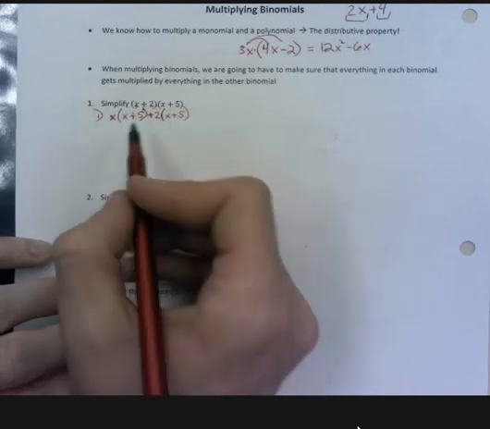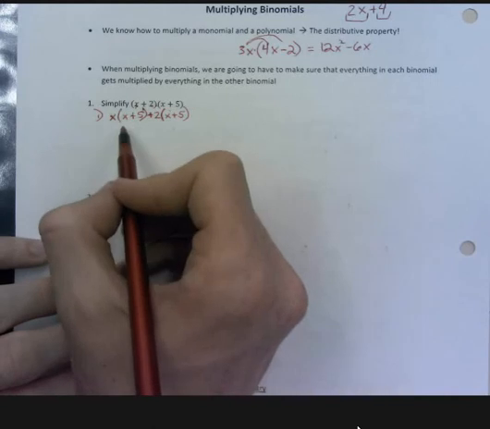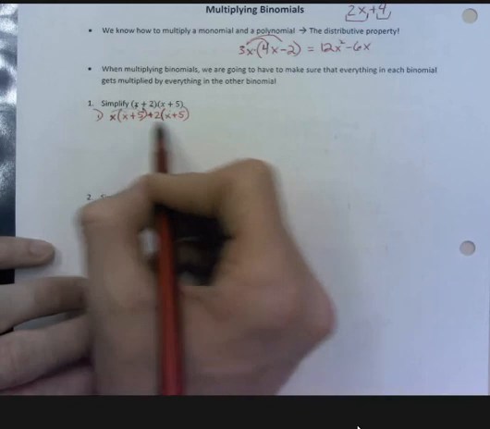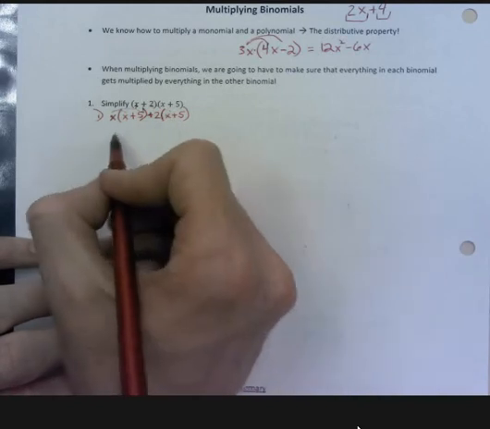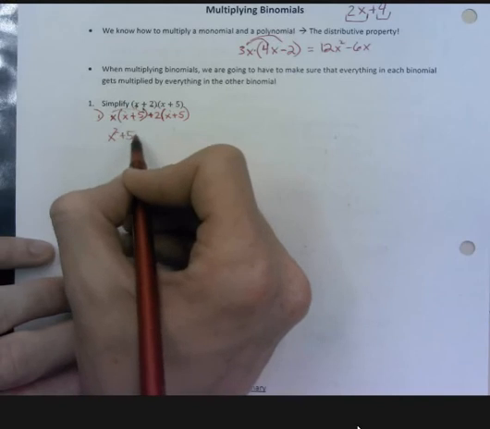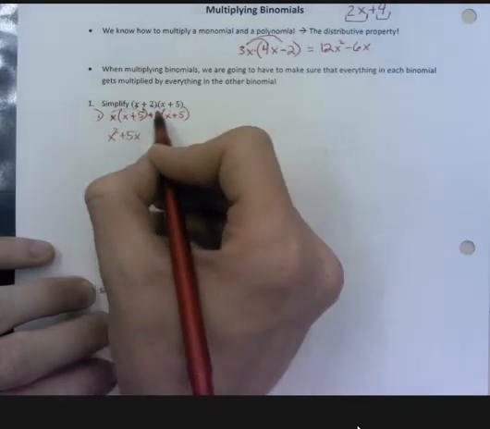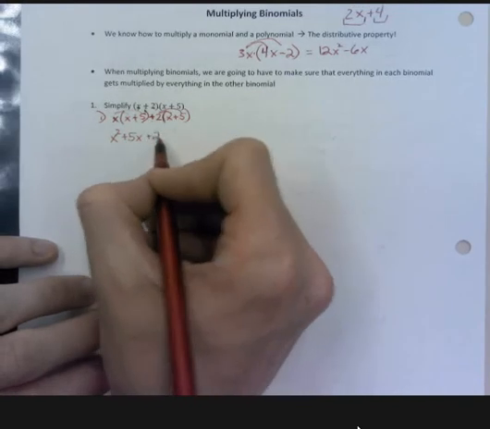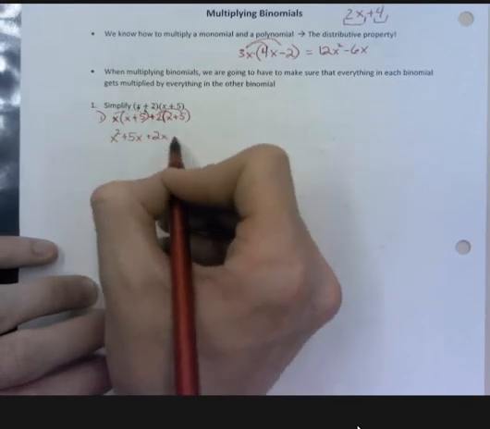So, here we go. It's very simple. Now we're just distributing. But I got to do it twice. I got to do it here, and I got to do it here. So x times x is x squared plus 5 times x plus, and now here's another set, 2 times x plus 2 times 5.